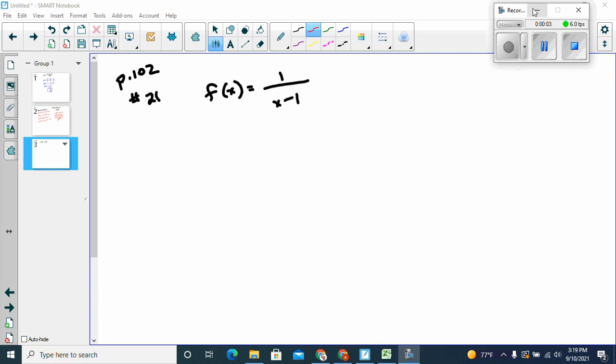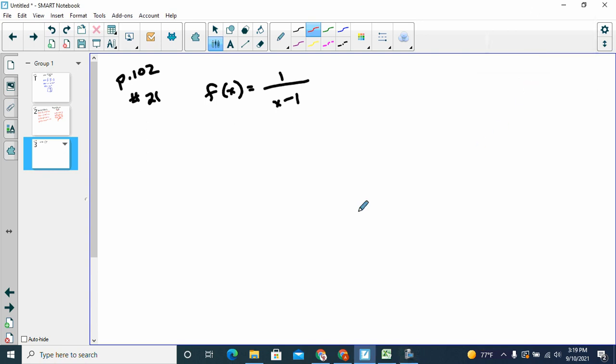This is page 102, question number 21. It asks us to find the derivative of f of x equals 1 over x minus 1. And it tells us to use the limit definition of derivative to find that derivative, which in my class, that's the only way you've learned how to do it thus far.